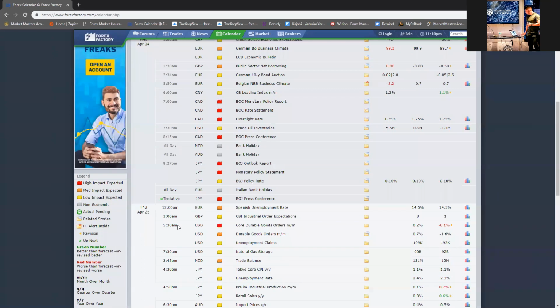So Wednesday, it says tentative JPY. Okay, so mainly looking at the London session, we have at 12 o'clock some medium impact on Euro. And then in the beginning of the New York session, which by the way, I'm looking at Pacific Standard Time, so 5:30 a.m., there's going to be high impact on USD.